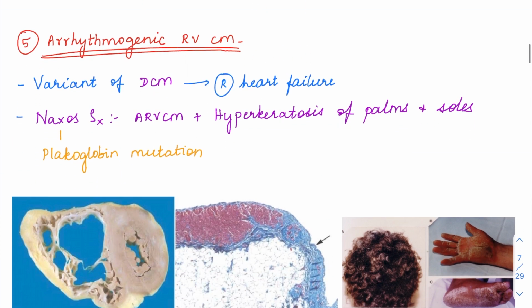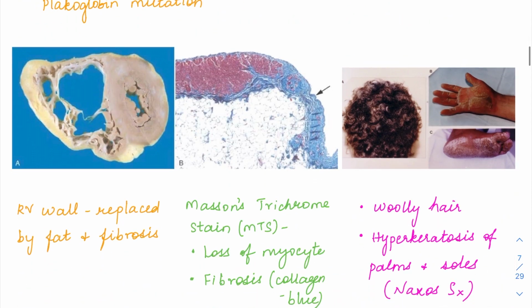Next, moving on to the next type of cardiomyopathy, which is arrhythmogenic right ventricular cardiomyopathy. As the name suggests, there is going to be arrhythmia, and it is going to affect the right ventricle. Here again, it is a type of dilated cardiomyopathy only, and this will result in right ventricular heart failure. So what happens here is, actually, this is the right ventricular wall.